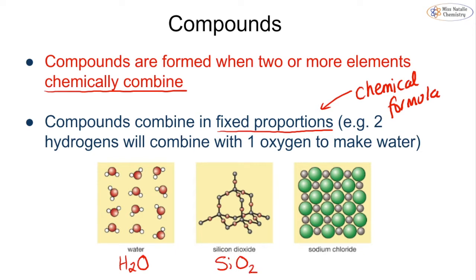Now silicon dioxide is going to form SiO2. So for every one silicon, there are two oxygens, and that's something that we'll talk about later in covalent bonding. And for sodium chloride, it is NaCl, meaning the compound is going to have one sodium for every one chlorine. And again, that's something that we'll talk about later when we do ionic bonding. But the compounds are when we have these elements chemically joined.